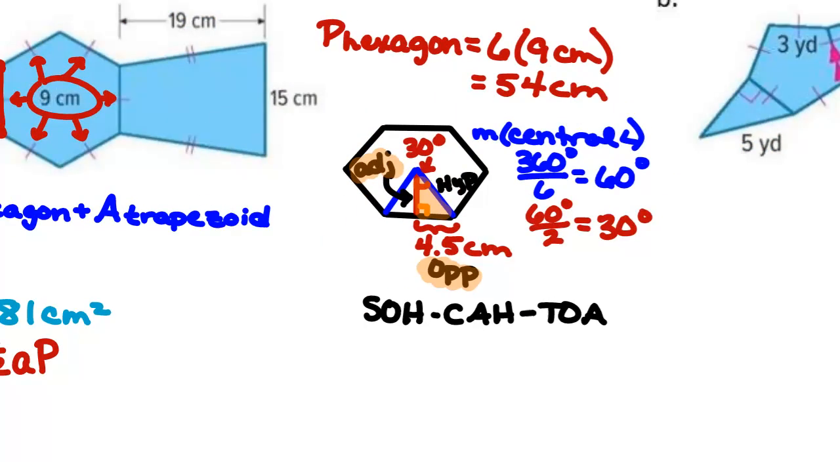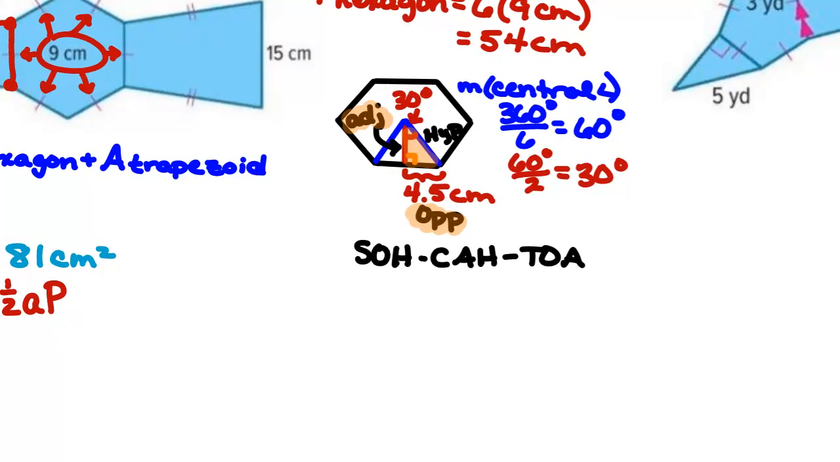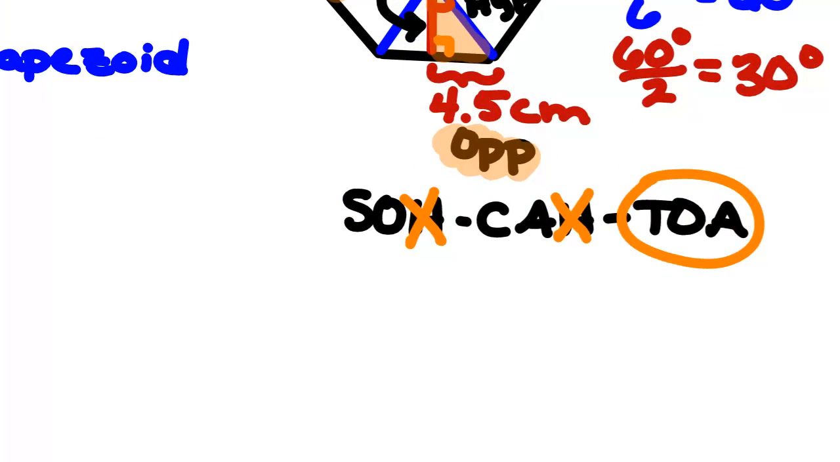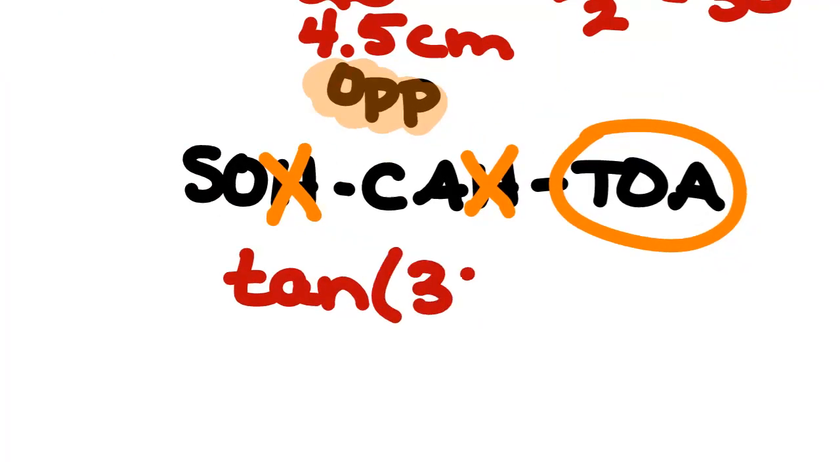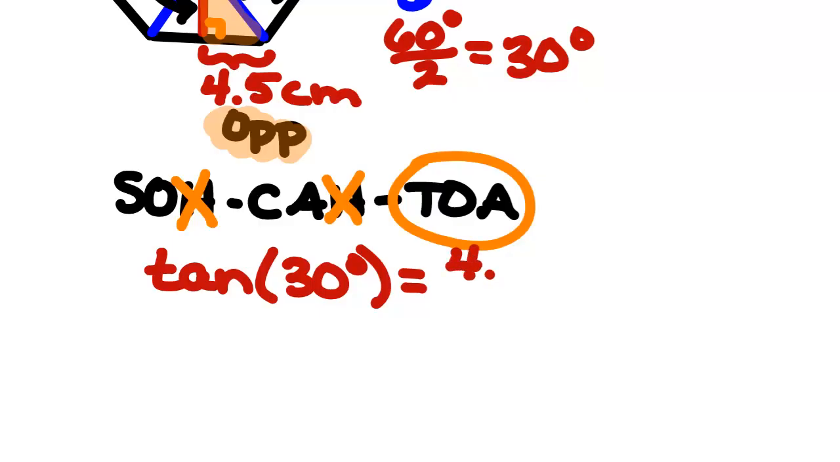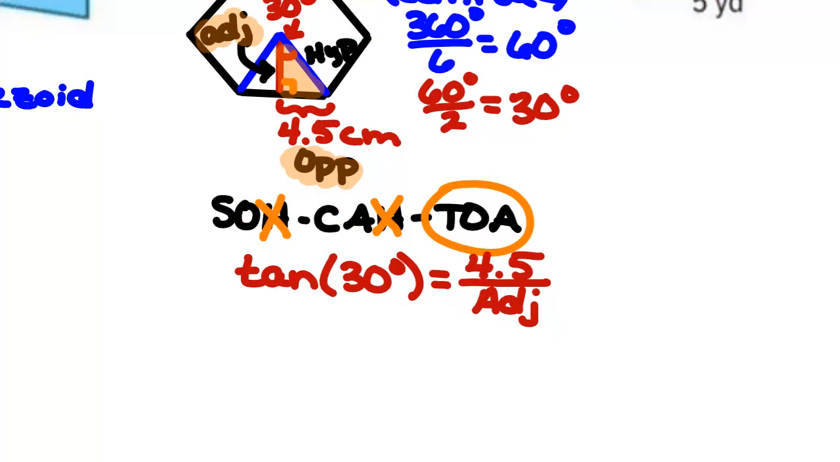Maybe an easier way, if we're looking at SOHCAHTOA, is to say which side do we not know and we don't care about. The side that we don't know and don't care about is the hypotenuse in this example. So we're going to use tangent. So we would have tangent of our angle, which is 30 degrees, is equal to the opposite, 4.5, over the adjacent, which is my apothem.